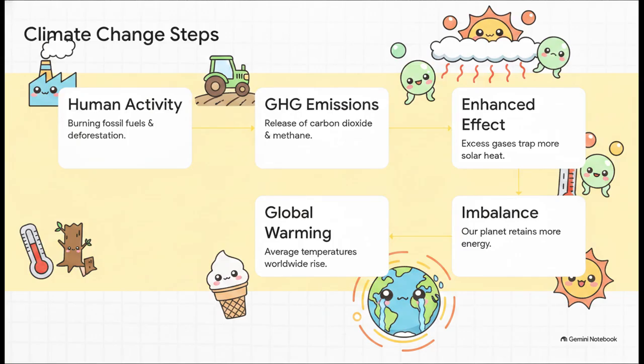It starts with Step 1, human activities, things like agriculture, deforestation, and burning fossil fuels. Step 2, those activities release greenhouse gas emissions, like carbon dioxide and methane. Step 3, this leads to an enhanced greenhouse effect. Step 4, that creates an energy imbalance in our atmosphere. And finally, Step 5, that imbalance results directly in global warming.